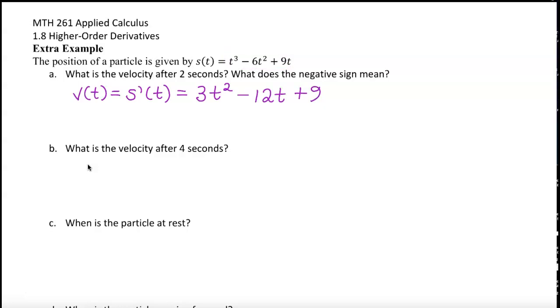They are now asking us to find v of 2. What is the velocity after 2 seconds? So let's plug in t equals 2. I'm going to go ahead and evaluate this function.